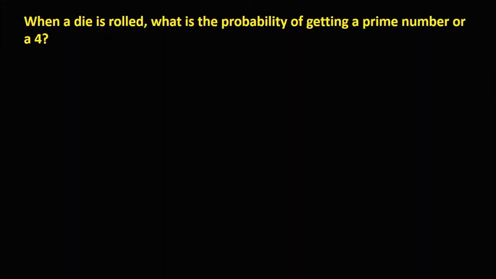Then for this problem, so when a die is rolled, what is the probability of getting a prime number or a 4? Since the numbers in a die, that's 1, 2, 3, 4, 5, 6, then we need to find first the probability of a prime numbers. So prime numbers are numbers that are divisible by 1 and itself. So from 1, 2, 3, 4, 5, 6, these are the prime numbers 2, 3, and 5 because 1 is not a prime number.